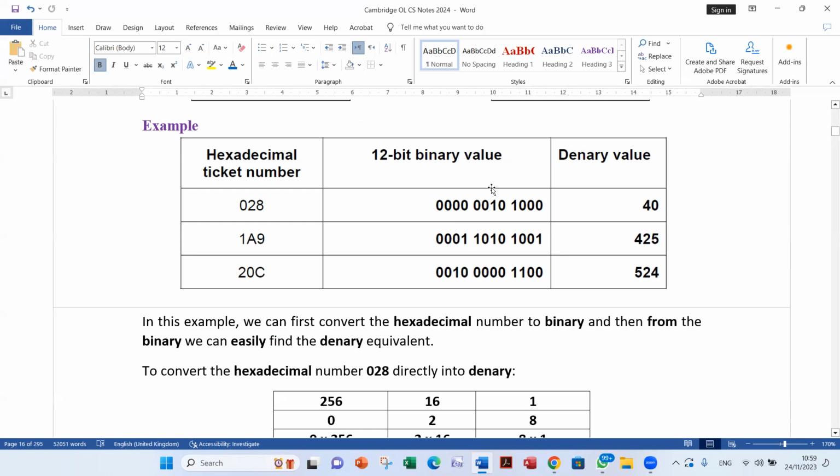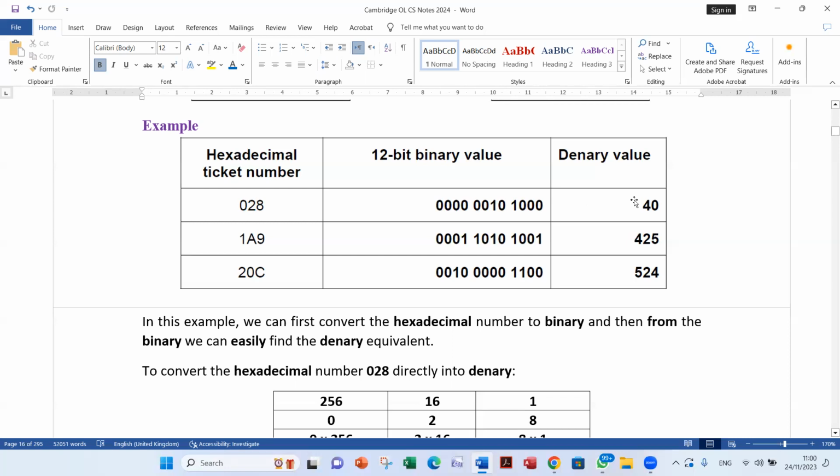Now it's up to you. If you want to find the denary, you may start from hexa, putting 1 and 16. 16 by 2 is 32 plus 8, and this is 40. Or you may put here 1, 2, 4, 8, 16, 32. Again, you will find that it is 32 plus 8, and that is 40. So if you are accurate, you may convert from here to there, and it's going to be the same.